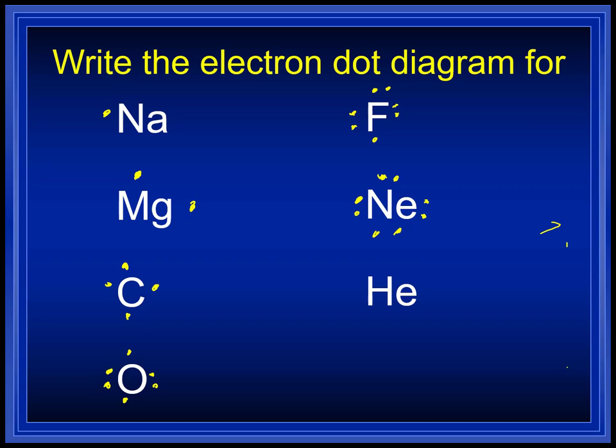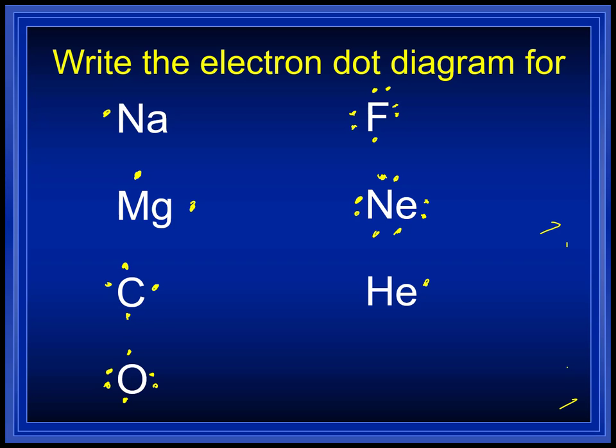It's helium. What do you think the electron dot diagram for helium looks like? Okay, helium's in group 8A. Do I write 8 dots? No, because helium only has 2 electrons. So I cannot put 8 dots when there's only 2 electrons. So I've got to put 2 dots.